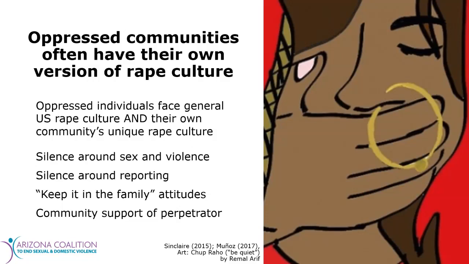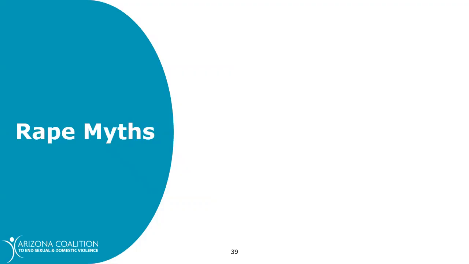It's kept in the family in a way to either protect the perpetrator, especially if that perpetrator is close to that family or that person and in that person's social circle, or to not shame them back to the family. And then, like I said, there might be community support of that person who caused harm. But all of these things in rape culture survive because of things like rape myths.